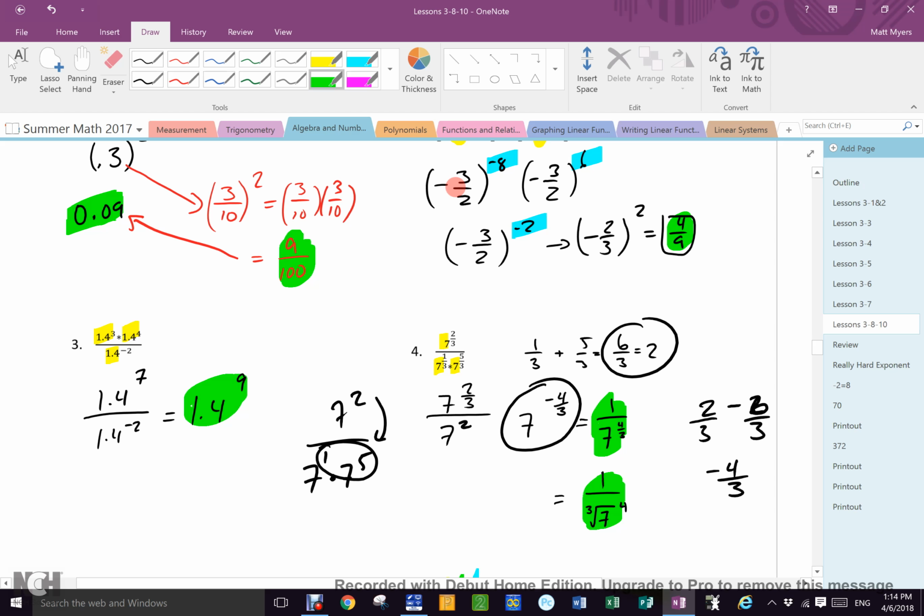You said 1 to the power of 9. Where? Number 3. Well, it's 1.4 to the power of 9. Yeah. I did 4. I did 1.5 to the power of 9. Okay. All right. So Ash said she would like to see 4.